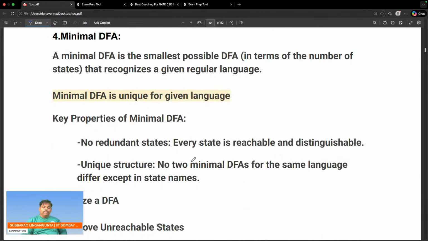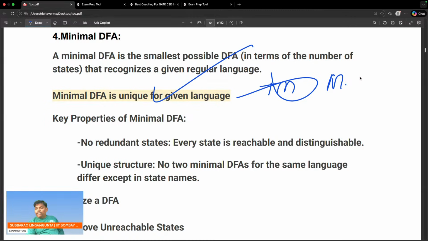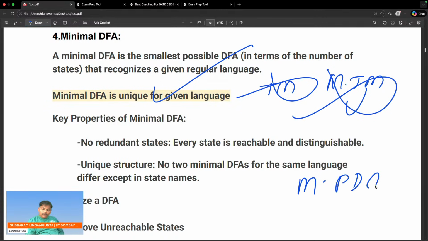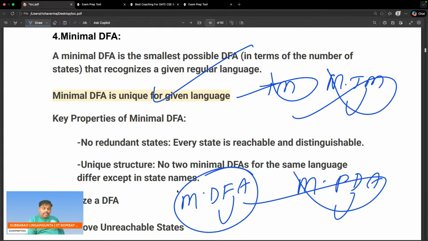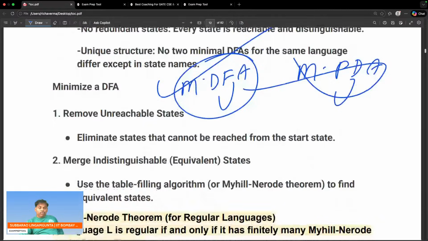Let's go to minimal DFA. A minimal DFA is the smallest possible DFA that recognizes a given language. And one more thing: minimal DFA is unique for the language. Remember, in the theory of automata, is a minimal Turing machine unique? No. Is a minimal PDA unique? No. But minimal DFA is unique. Be careful. So what is the meaning of minimal? Redundancy is not there, and the structure is unique.